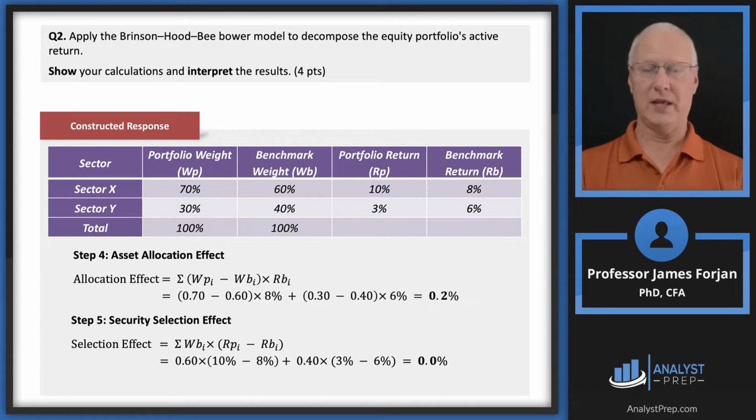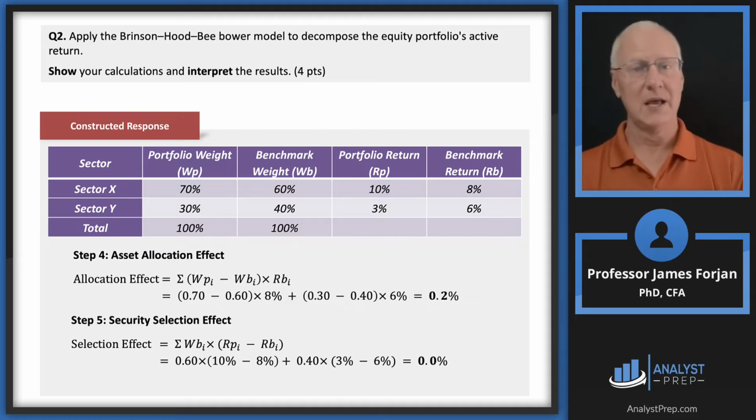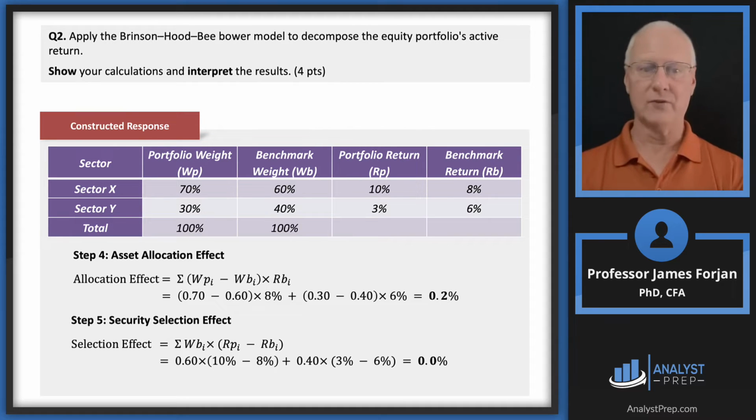So all we're going to do is take the difference between what we picked and what the benchmark offered us. So 70 minus 60 times our benchmark return, and then the 30 minus the 40. So that's going to be a minus number in there, right? So that's times the 6%. And that gets us, well, if you do the math, it gets 0.2%. So how do we interpret that?